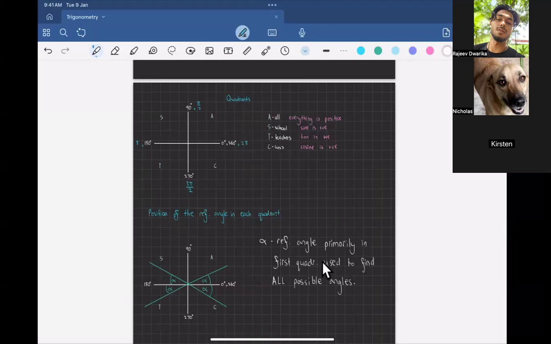In addition, I want you all to put the alpha in the second diagram. The alpha is the reference angle. It exists primarily in the first quadrant. When we are doing questions, we'll consider that alpha is in the first quadrant.